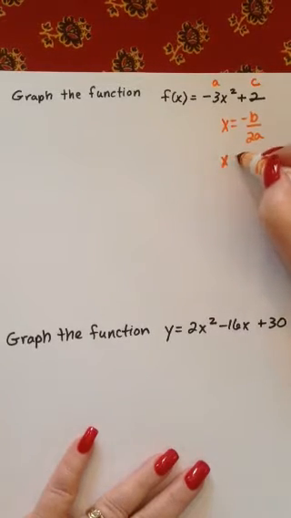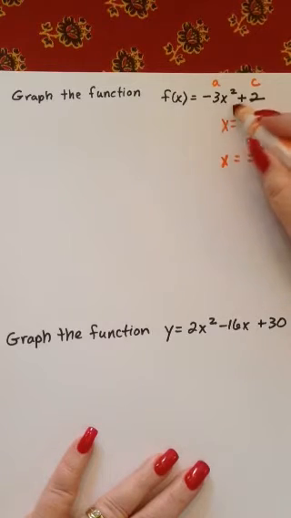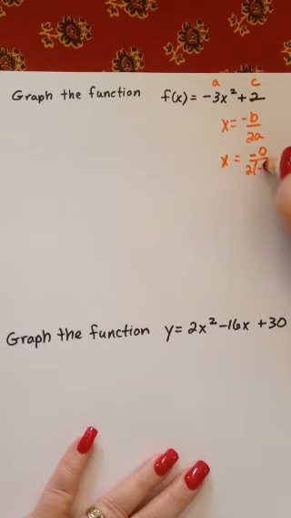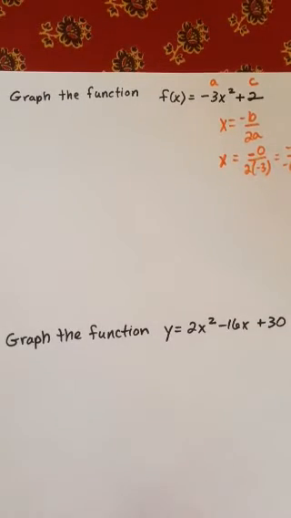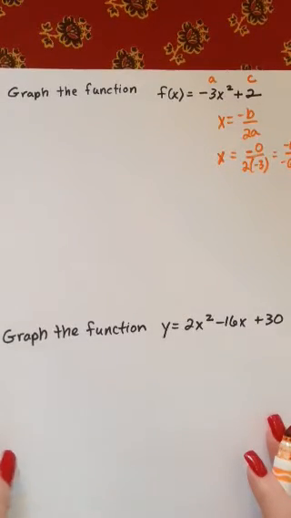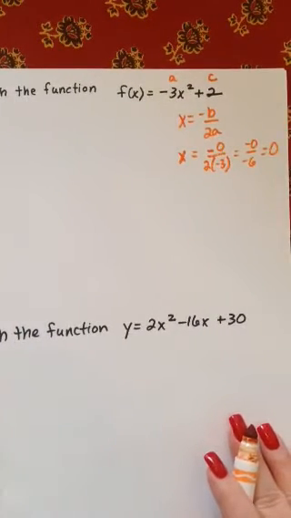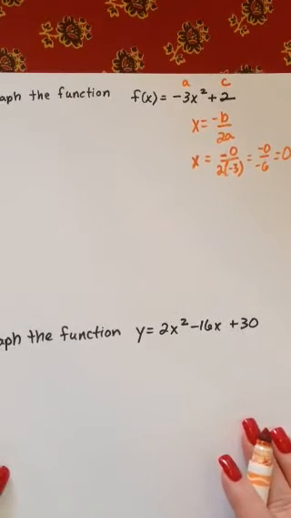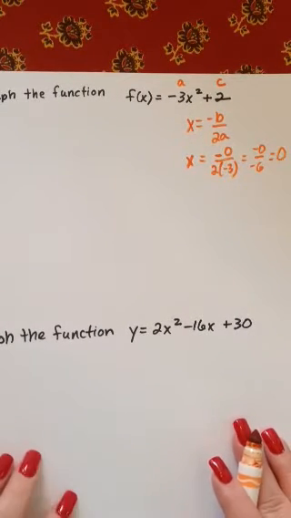So it'll be x is equal to negative 0 over 2 times negative 3, which is negative 0 over negative 6, which is just 0. If 0 is in the numerator, it just comes out to be 0. I don't know if you could see what I was writing there. It just comes out to be 0, okay? So the x coordinate here is going to be 0.